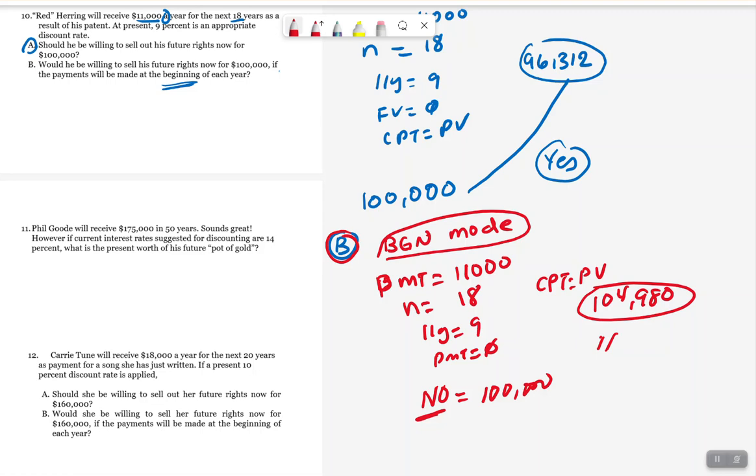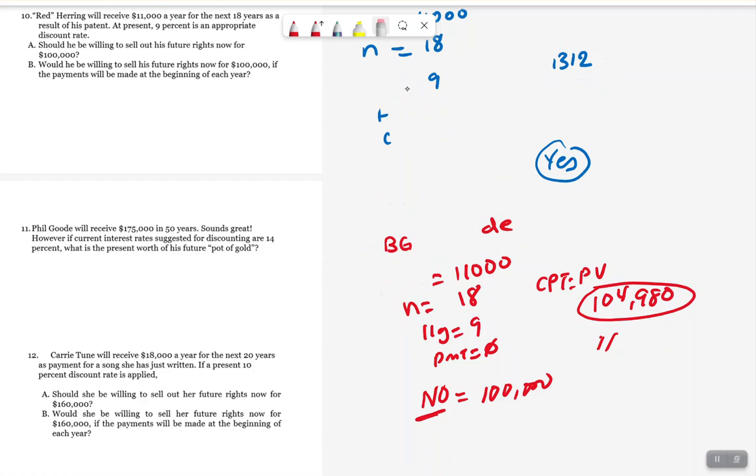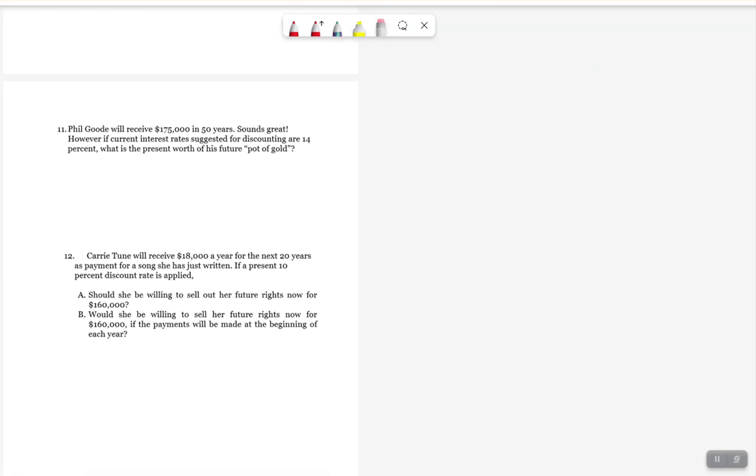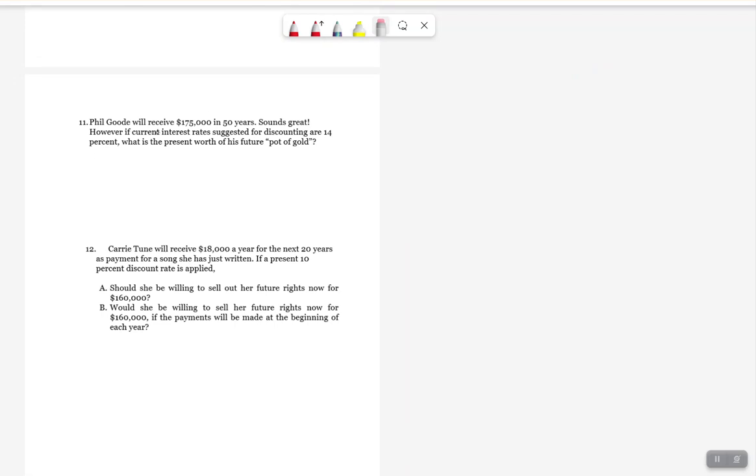Let's go to question number 11 and see what we are doing with 11. The question is saying Phil will receive 175,000 in 50 years from now. How much are you going to receive? 175,000. When are you going to receive it? In 50 years. Sounds great. Of course it sounds great.